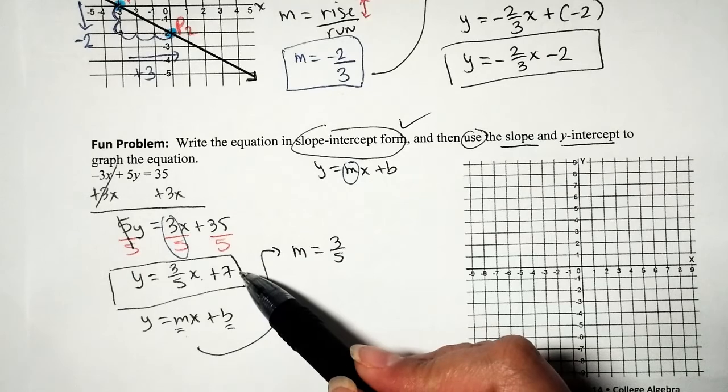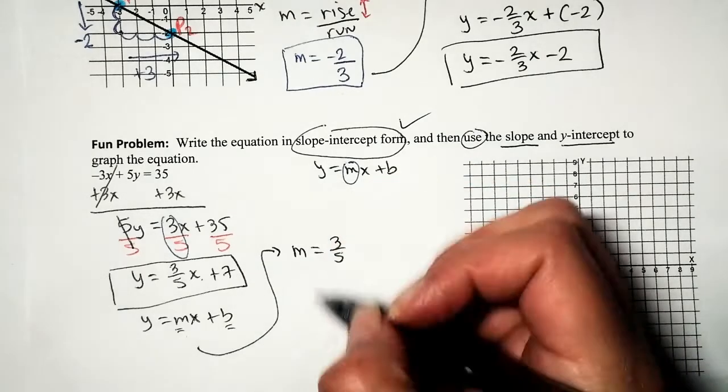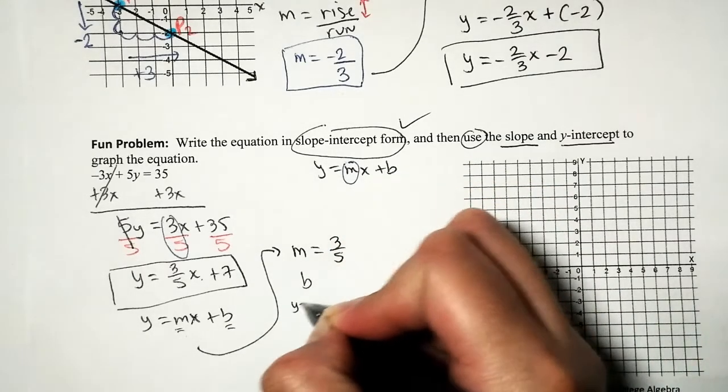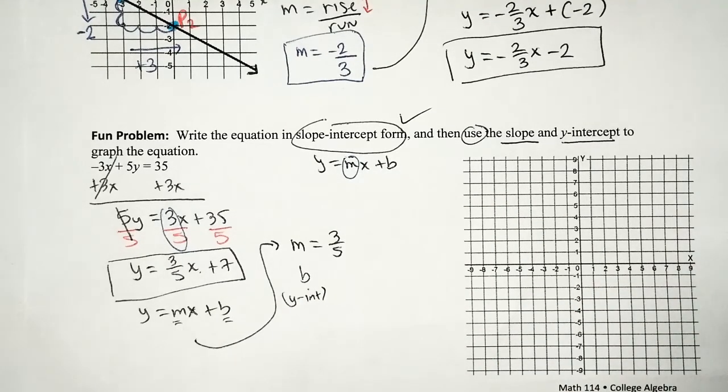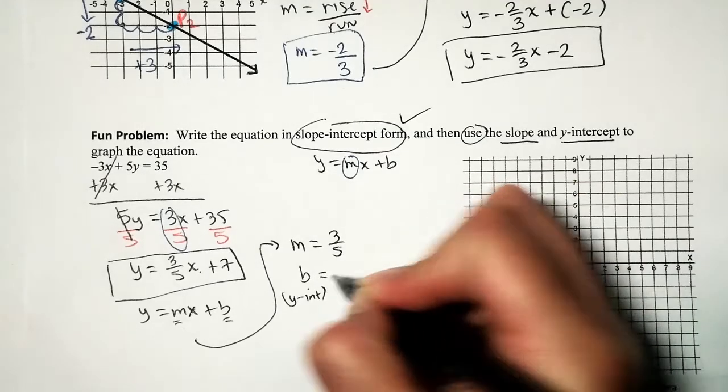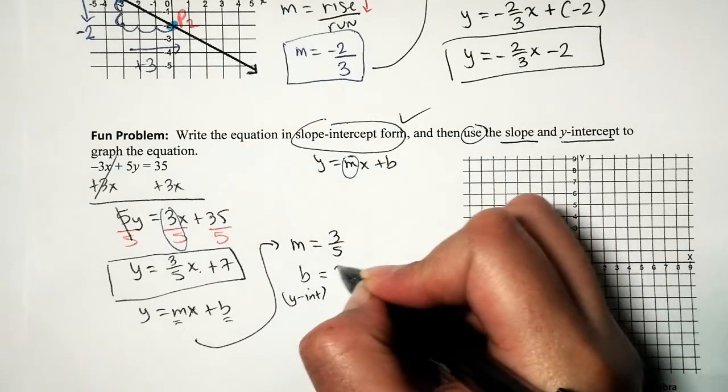Whatever the constant term is, that's our b, or y-intercept. Because b does not remind me of y-intercept, for the time being I'm going to put y-int. The constant term is 7, so our y-intercept is 7.